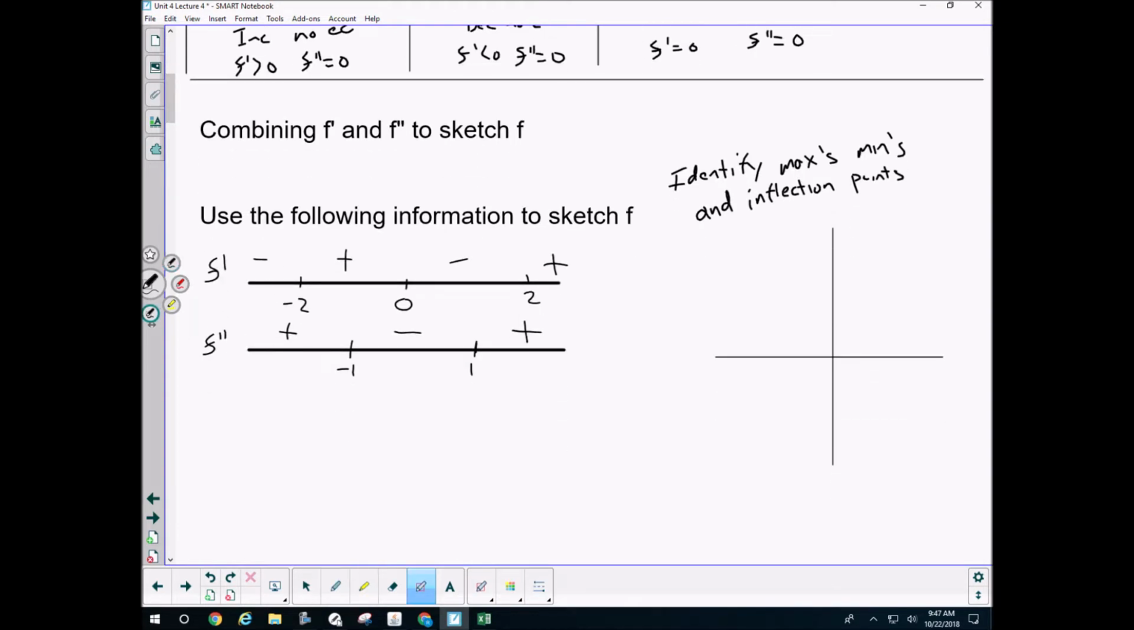is we got a number line analysis for f prime. We can do that. It's already done for us. We have a number line analysis for f double prime. We're going to throw another number line down. Why not? Okay? Only this is going to be the shape of f. And on this f number line, you're going to include all of the critical points for f prime and f double prime.